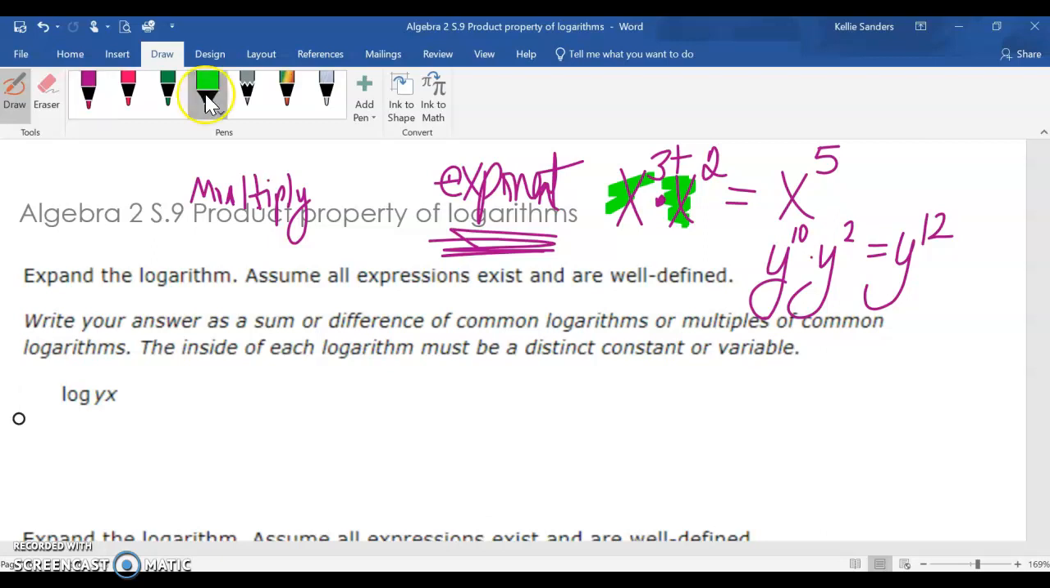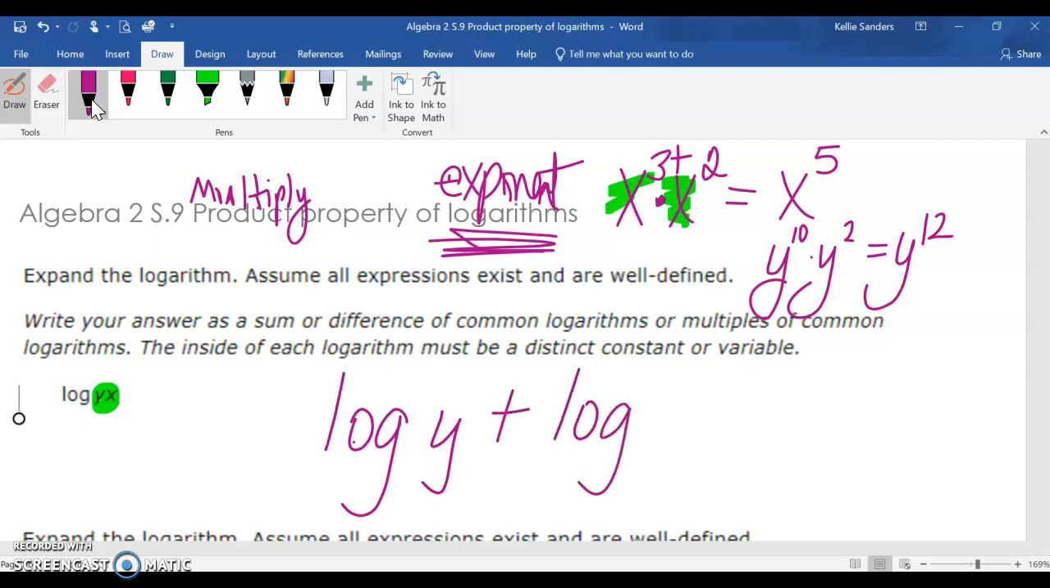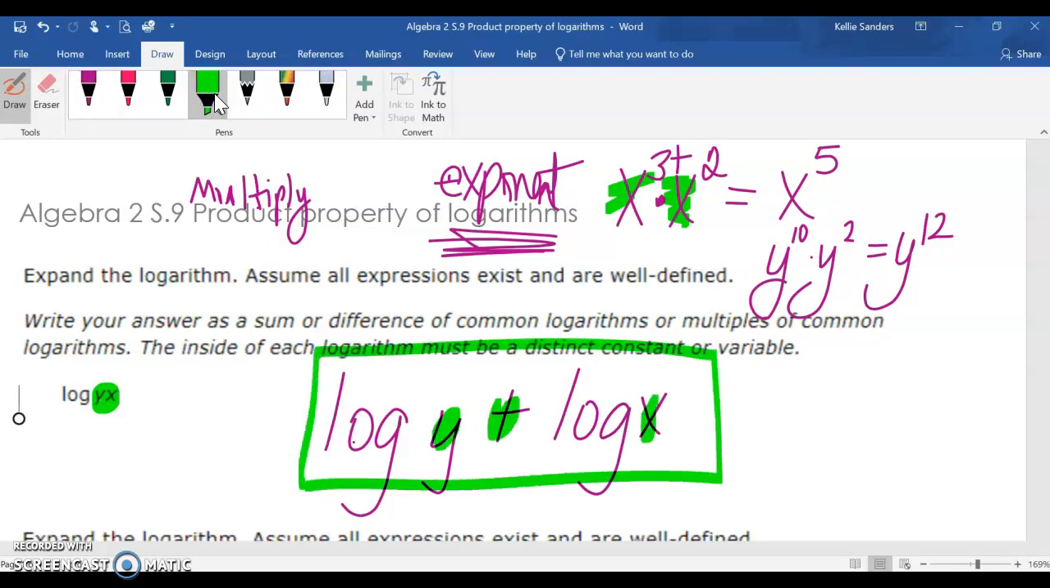Okay? So this y and x are being multiplied right now. To rewrite it, and there's a reason why we're going to be doing this, but you're not going to actually be seeing it on this lesson, you take a log of y, you put a plus sign, and a log of x. This plus sign means that the y and the x were being multiplied originally with one log instead of two.